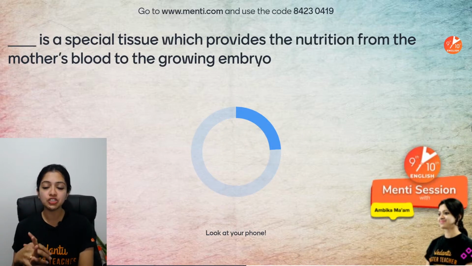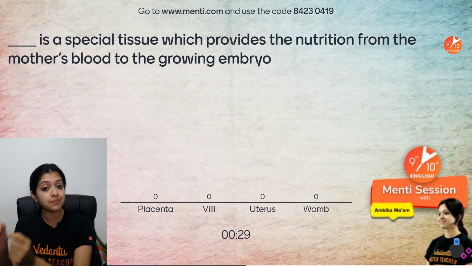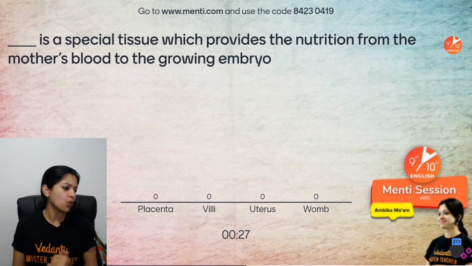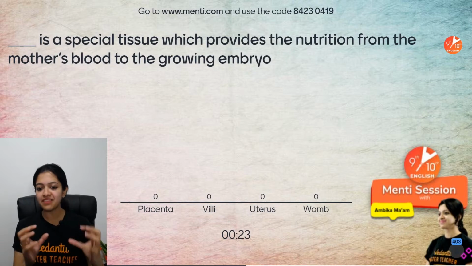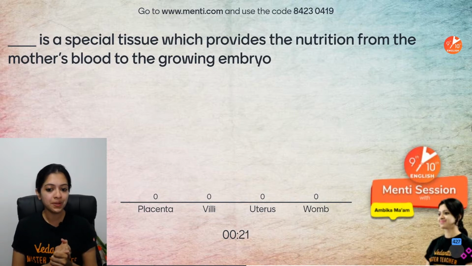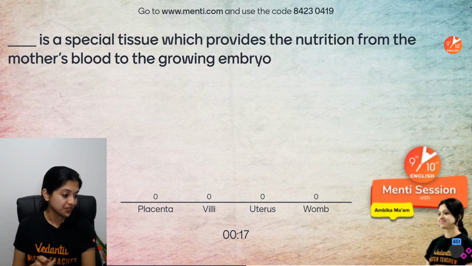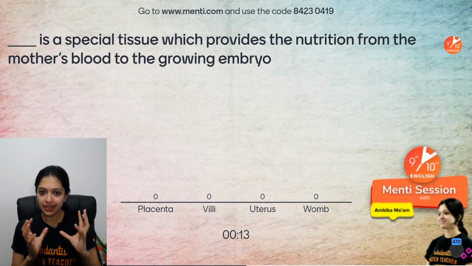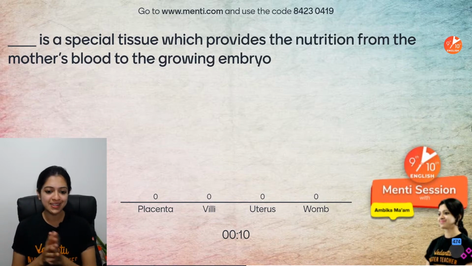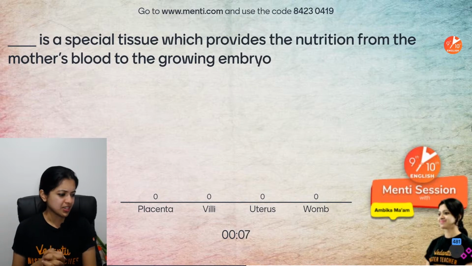Dash is a special tissue which provides nutrition from the mother's blood to the growing embryo. This has to be right. Placenta, villi, uterus, or the womb. What would the answer be? A special tissue which provides nutrition to the growing embryo from the mother's blood. What would the answer be? Yes, you shouldn't have a doubt in this, right?